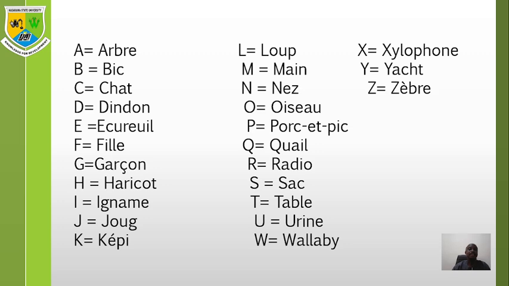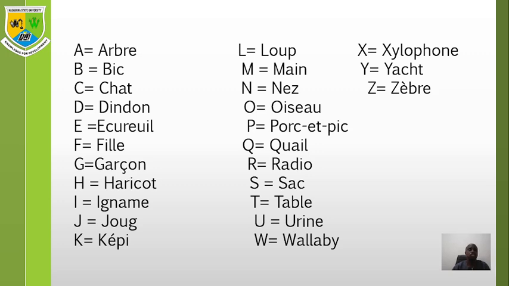D, dindon. D pour dindon. Dindon means turkey. E pour écureuil. Écureuil means squirrel in the English language. F sounds like F in English. F means fille. Fille means girl.